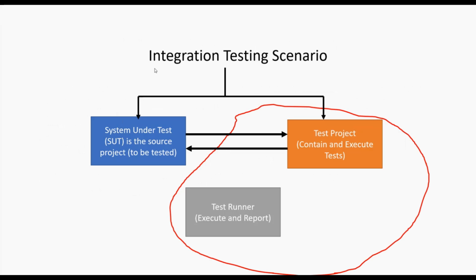So this I have actually tried to recreate as a workflow integration testing scenario. So it contains the system under test, which is known as SUT in short, which is the source project which is to be tested. And this is the test project which contains and executes tests. And there is a test runner which I have shown, that is a test explorer which executes and reports.